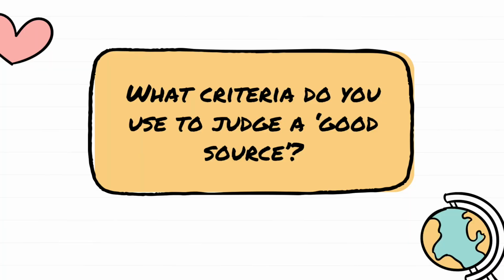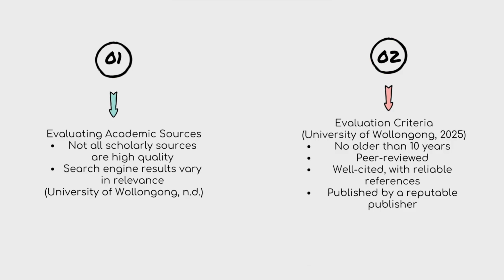And finally, we come to: what criteria do you use to judge a good source? Not all academic material can be considered good sources. Thus, it is important to have a handy set of criteria to evaluate sources against. Just because a source is considered scholarly, it doesn't immediately equate to it being high quality. The search engine used to browse for resources itself can also vary in the quality and relevancy of content it indexes and displays. Some good practices to incorporate into one's criteria are as follows.